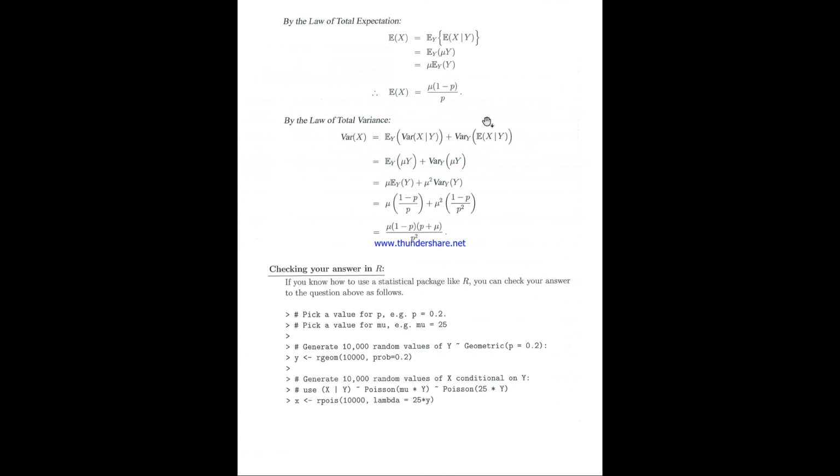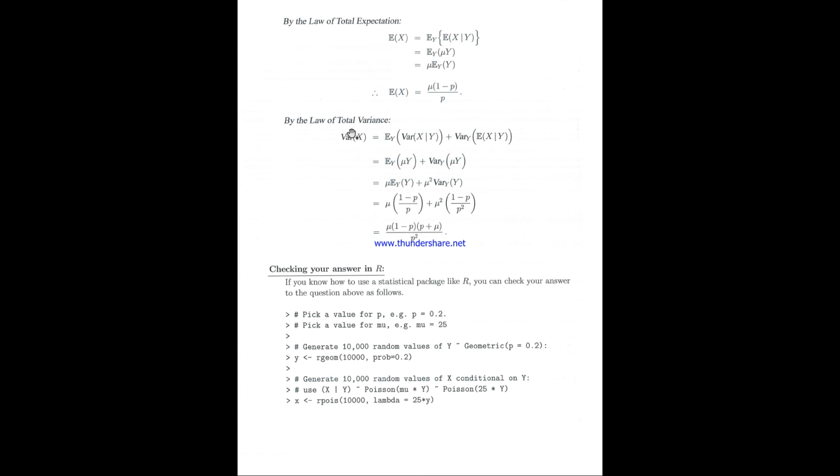So the expected value of x is mu into 1 minus p over p. So for this particular example, we can find the expected value of x, or in other words, the expectation of the number of customers who have gone on this trip is equal to mu times 1 minus p over p.